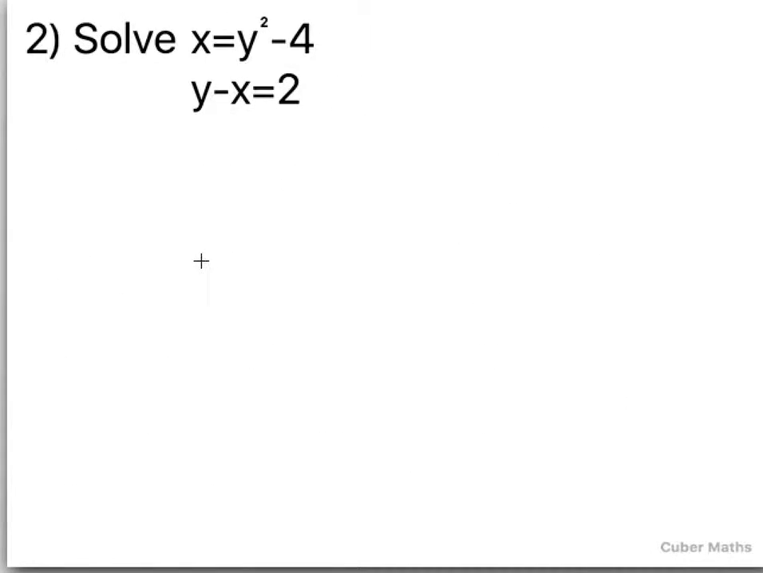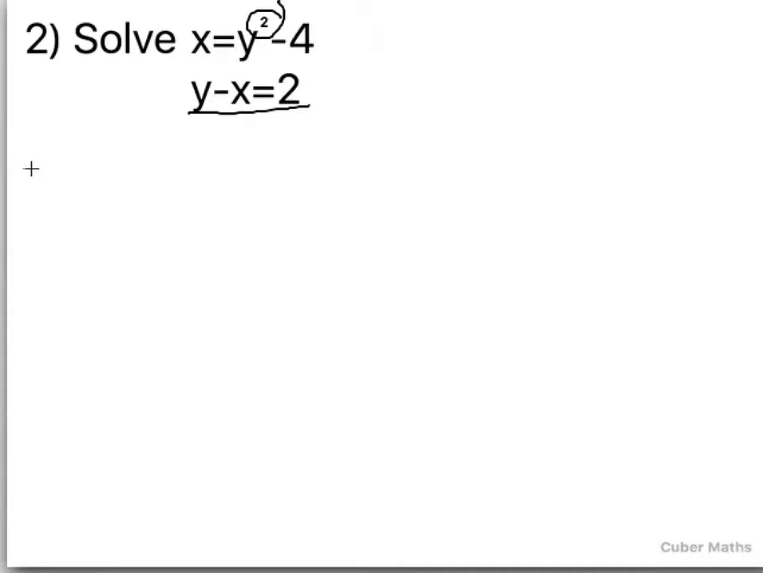Okay, so here we have our second problem. And it says solve x equals y squared minus 4, y minus x is equal to 2. Now this isn't much harder than our first equation, there's just a few more steps. So what we're going to want to do is get one of these two equations equal to a letter. Now this bottom one's going to be easier to get equal to a letter, because if you see in this top one here we have a squared, which just makes it a bit more confusing.